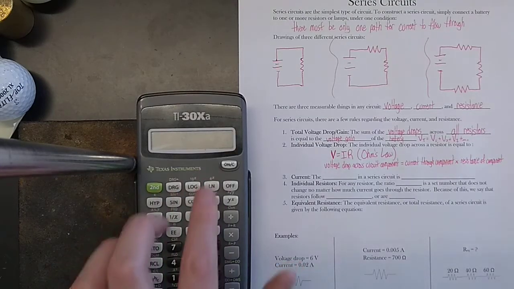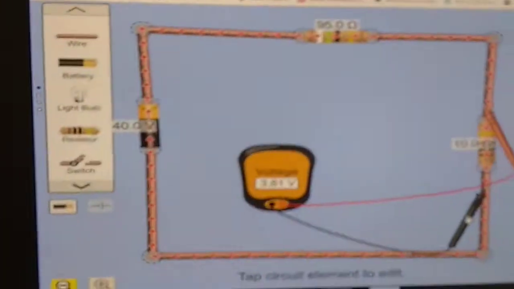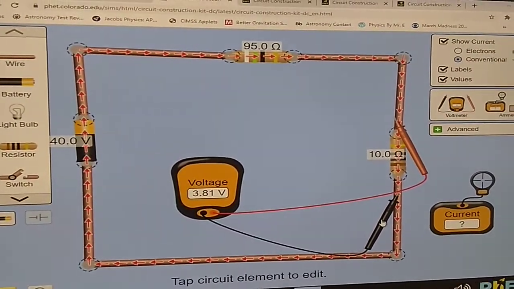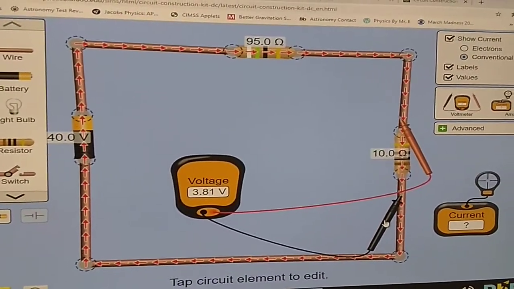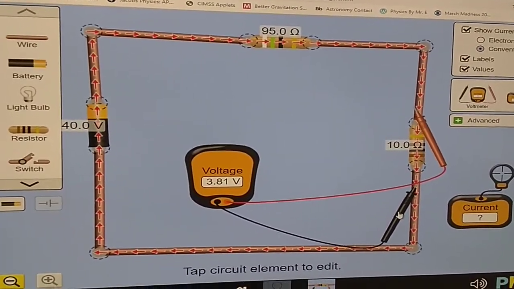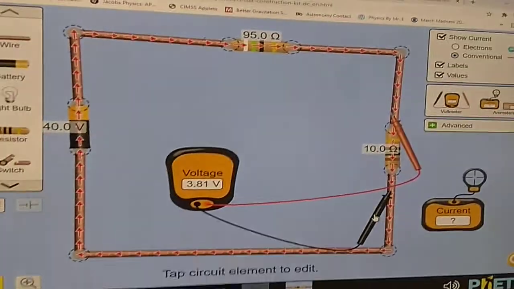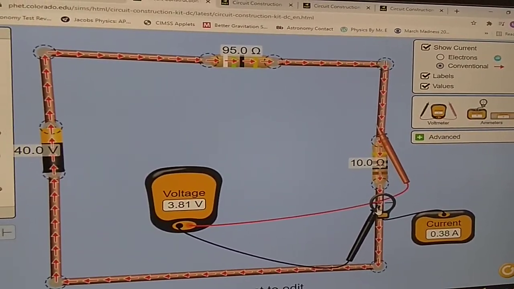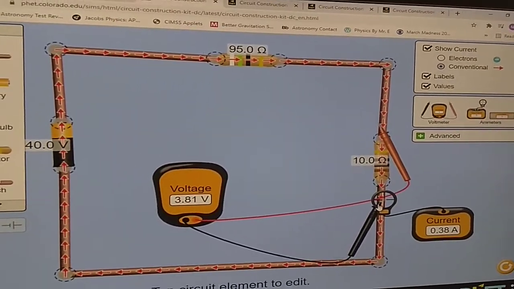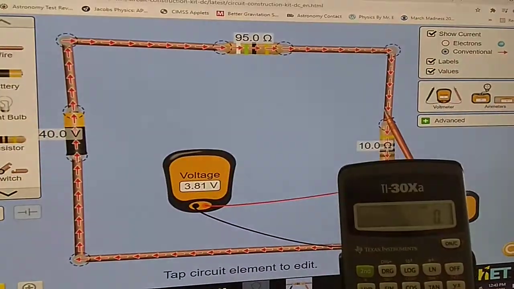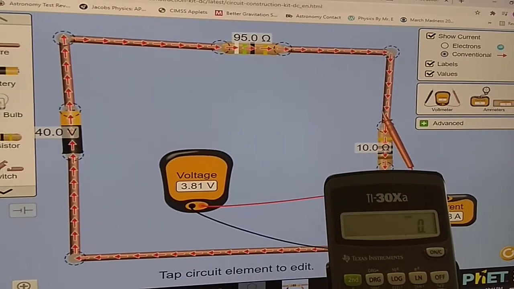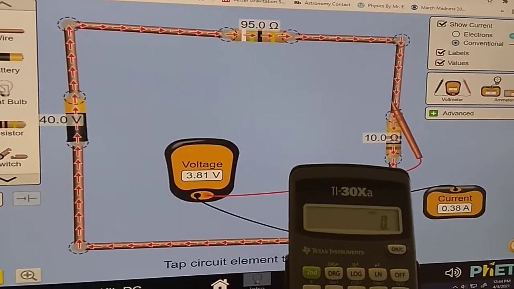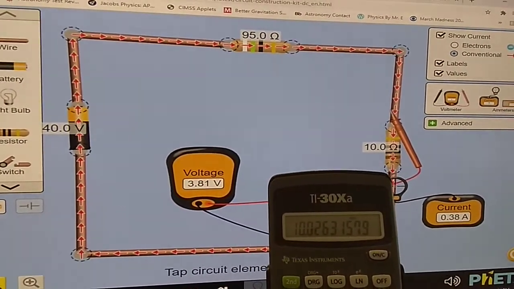Okay, let's see that this works. Let's go back to our simulation. All right, we see that the resistance of, let's do the one on the right first, the 10 ohm resistor. It's a 10 ohm resistor. We see that the voltage drop for it is 3.81, and we also see, let's use our little current tool here, that the current is 0.38 amps. So we've got to do voltage divided by current to get the resistance. 3.81 divided by 0.38. Within some rounding, I get a resistance of 10.